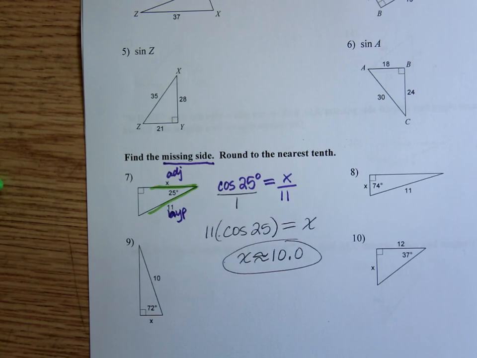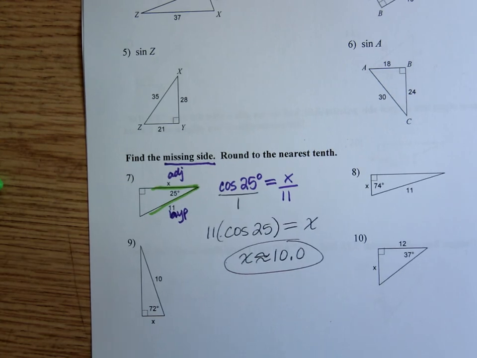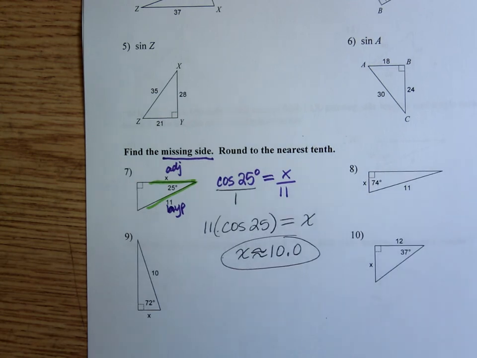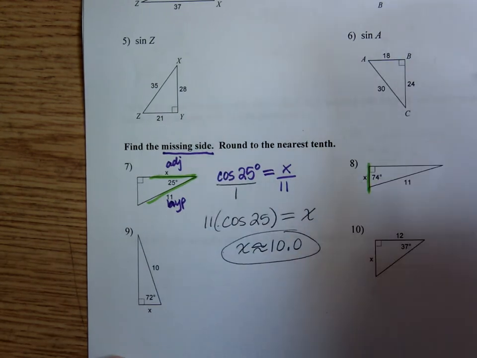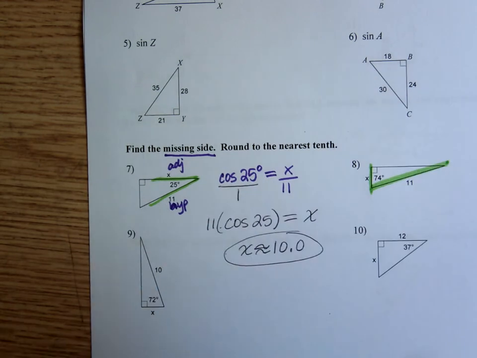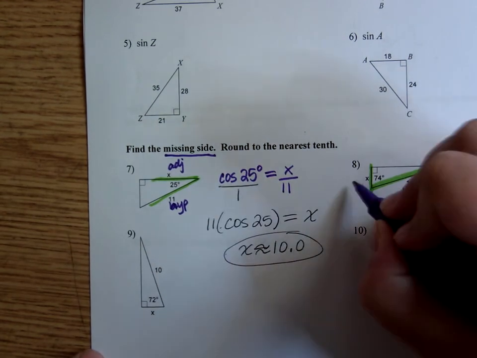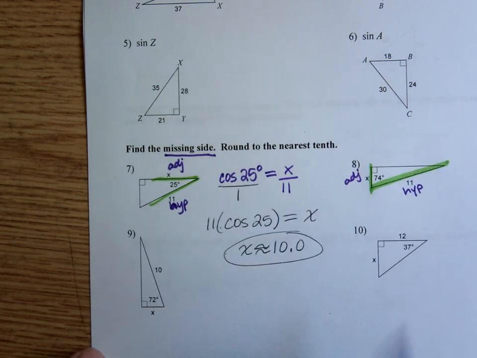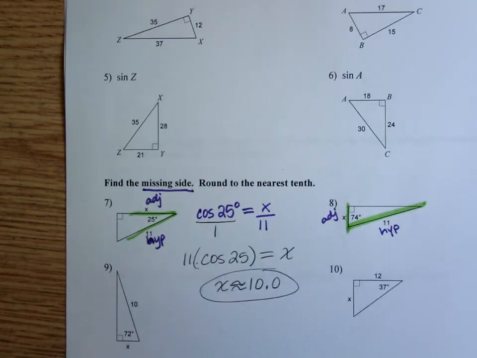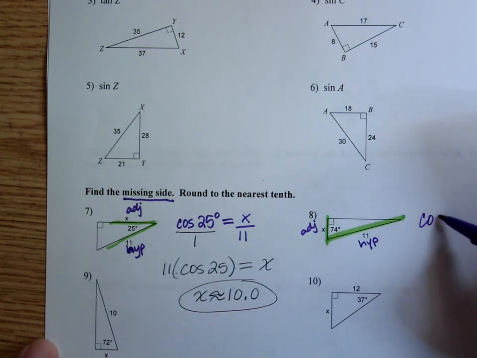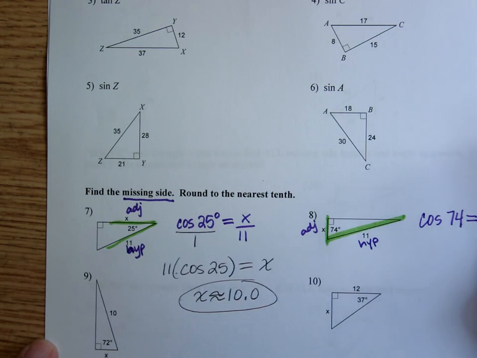All right, number 8. Number 8 says that I have this angle, 74, which has two sides. One of them is the hypotenuse, and one of them is the adjacent. So this is the hypotenuse, this is the adjacent, and I'm using adjacent and hypotenuse again, so that's cosine again. It's just a coincidence. So cosine of 74 equals adjacent over hypotenuse.